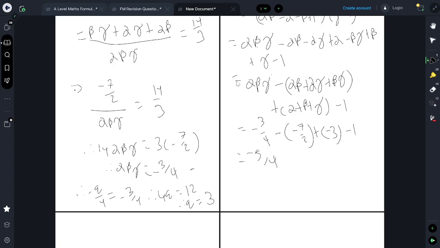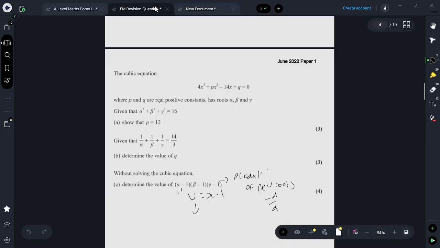Okay, let me check this. I think I got the wrong paper down for this. I don't think it's this particular paper. I can't find it anywhere.